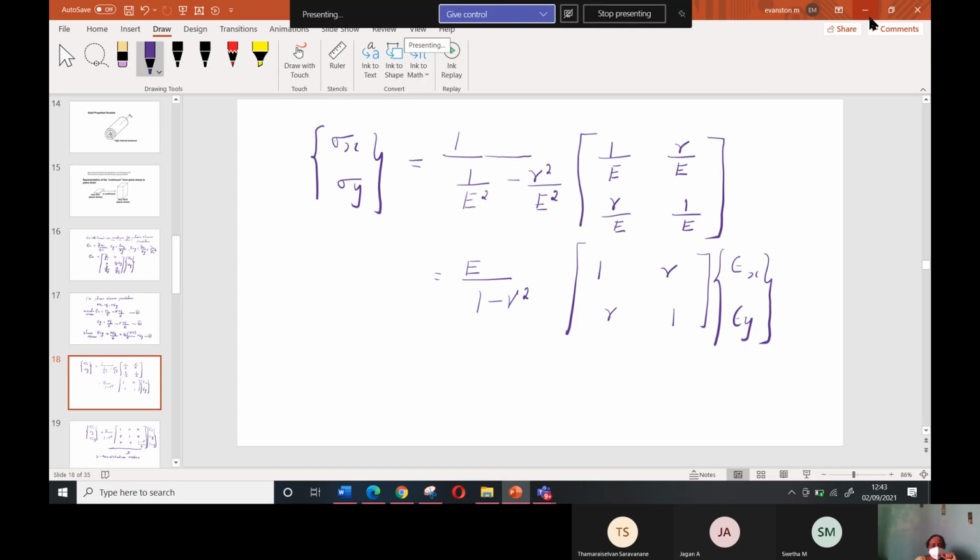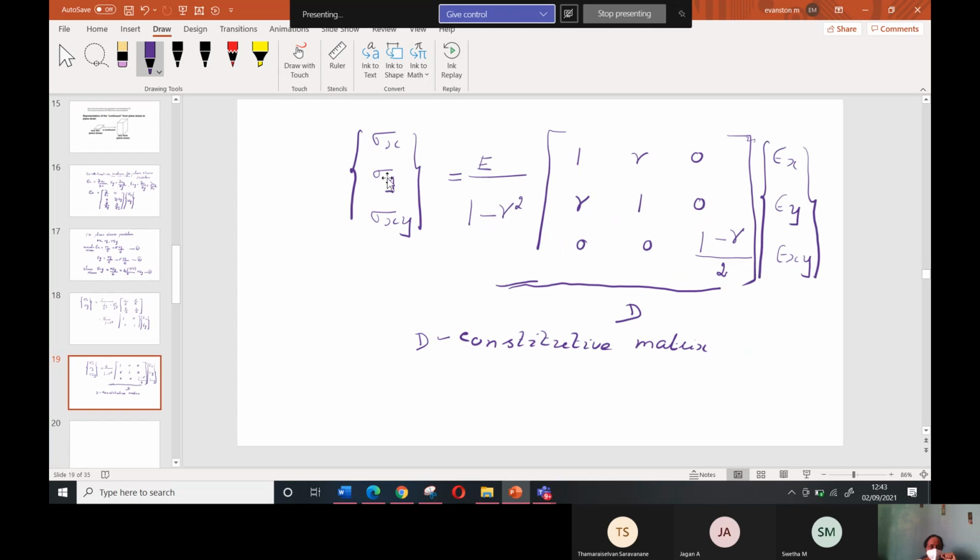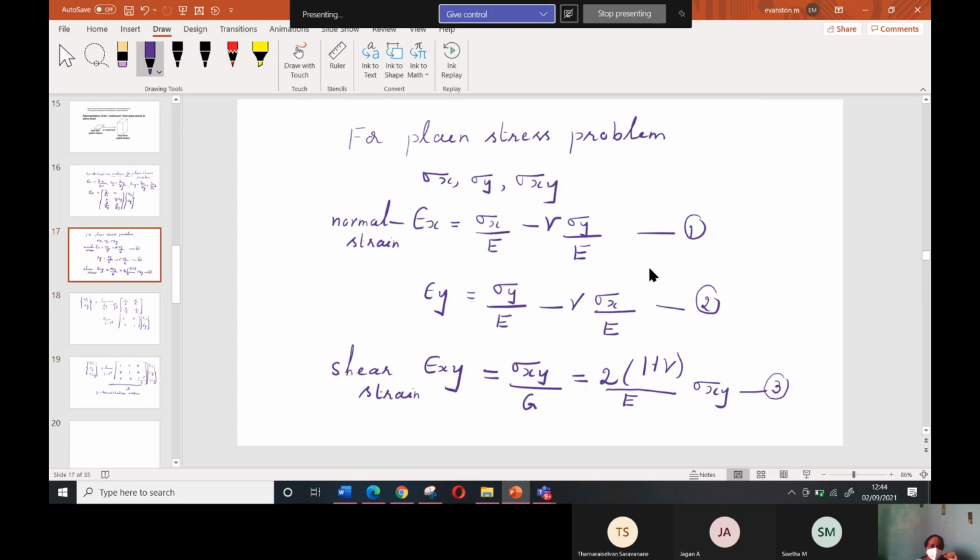Check it. Is anybody getting this answer or not? Tell me. So this is sigma x and sigma y. Finally, I added the sigma xy value. So from these two equations, I can find out the values of sigma x and sigma y. This is a simultaneous equation. Has anybody done it? Sweda, have you found out?